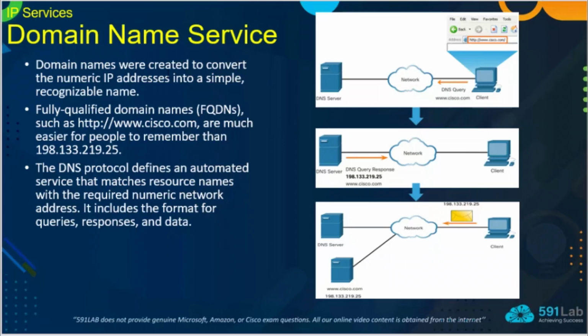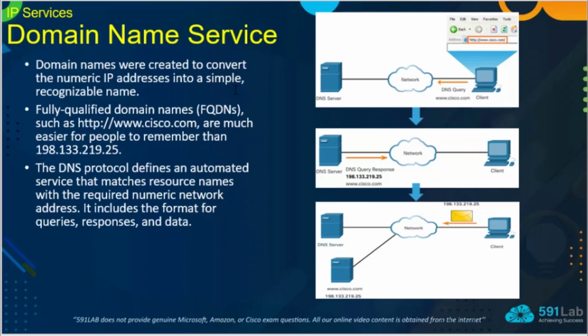Domain names were created to convert the numeric IP addresses into a simple recognizable name. So we have a fully qualified domain name, which can be something like Cisco.com or Facebook.com, and all of that is there for people to remember. But normally our network devices make use of IP addresses.